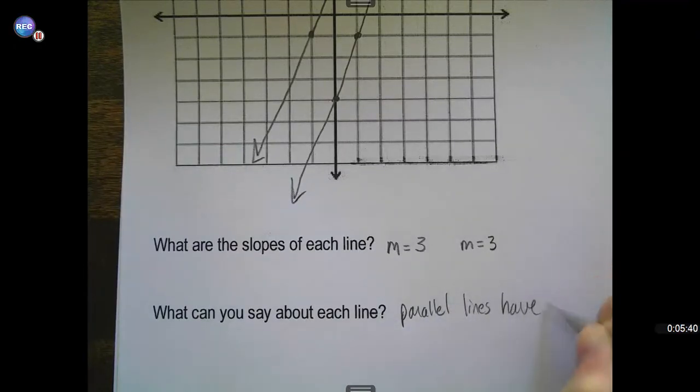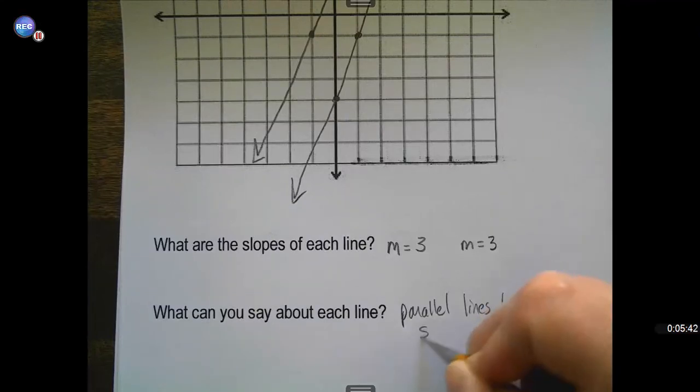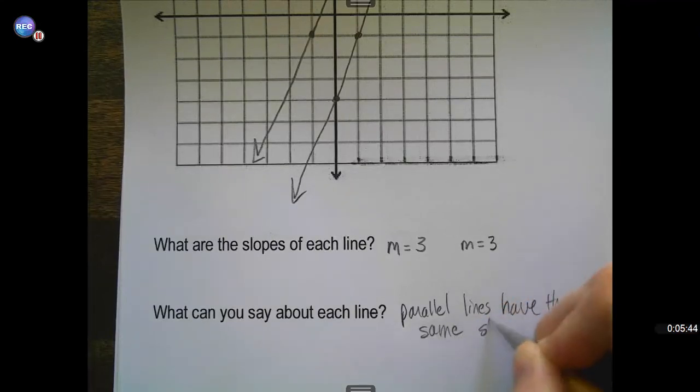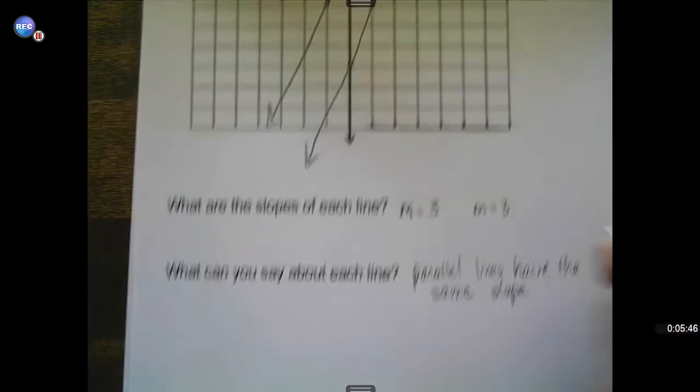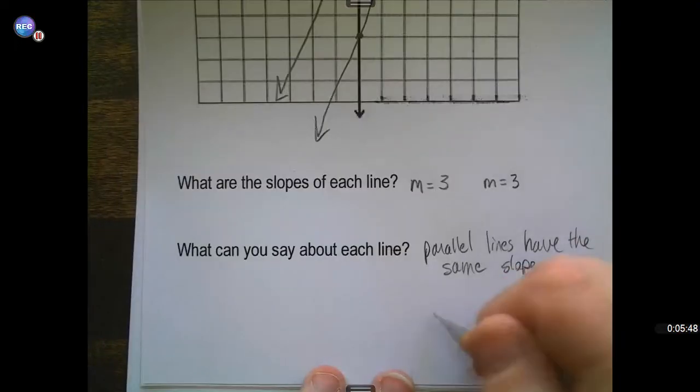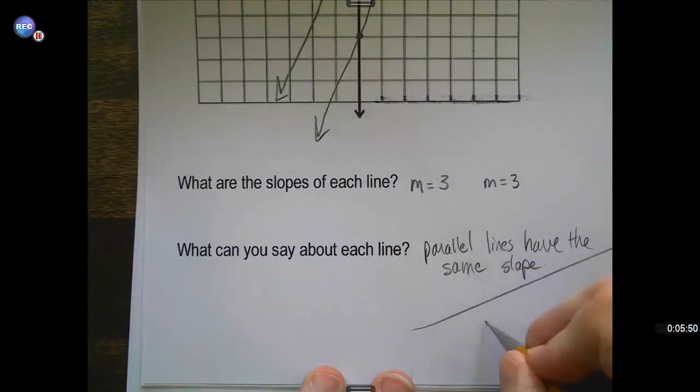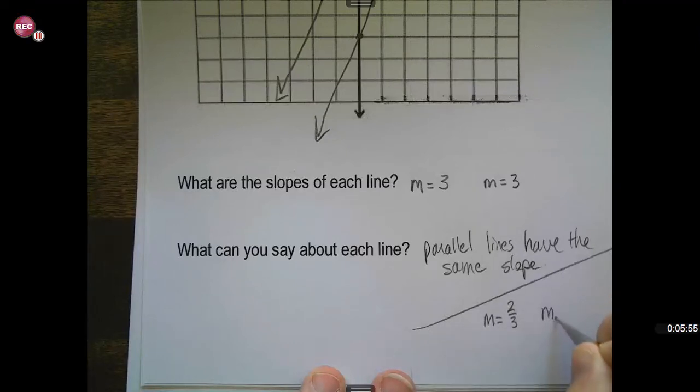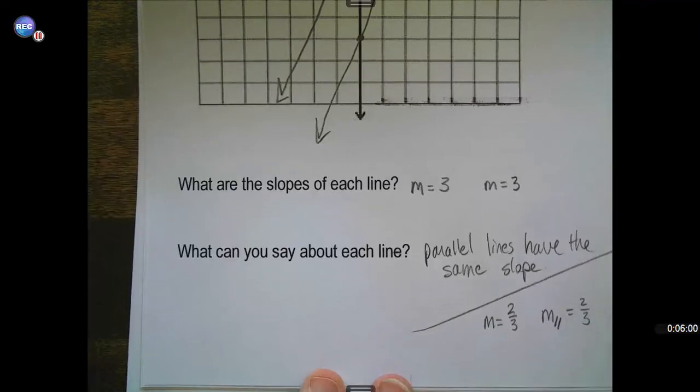So parallel lines have the same slope. So if I tell you that a line has a slope of 2/3, the slope of the line parallel to it is 2/3. Parallel lines have the same slope.